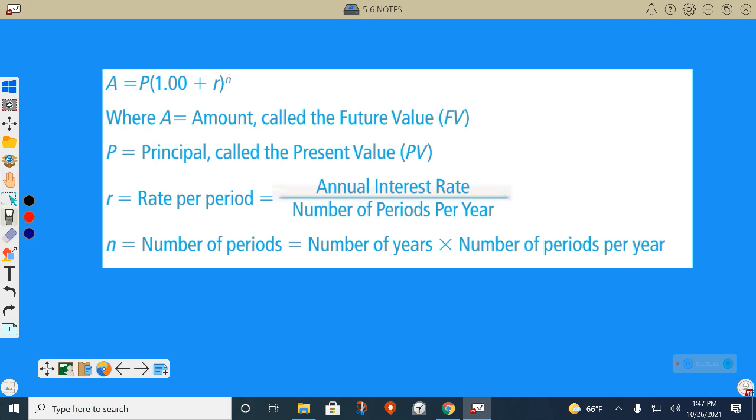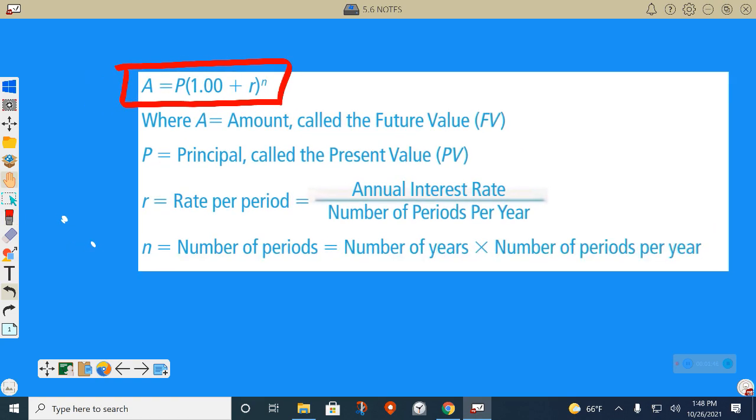Here's the formula. It's in red. Go ahead and write it down. A equals P times 1 plus R, all in parentheses, to the n power. You with me, right?